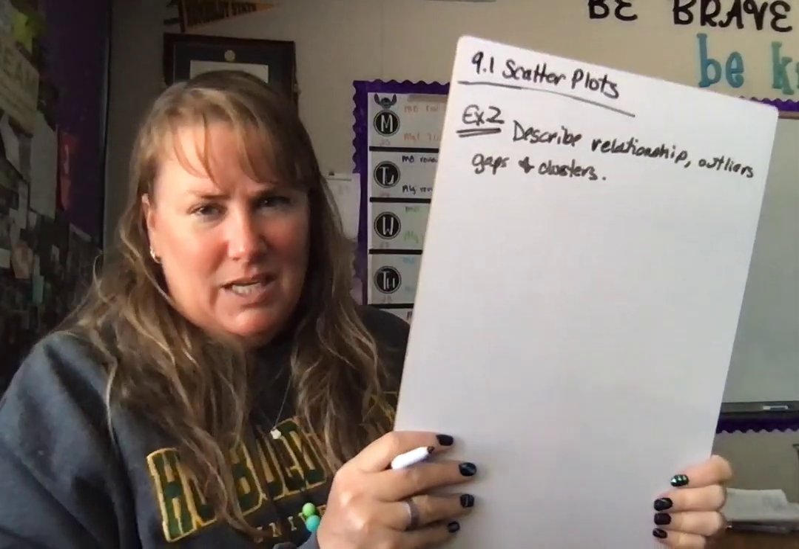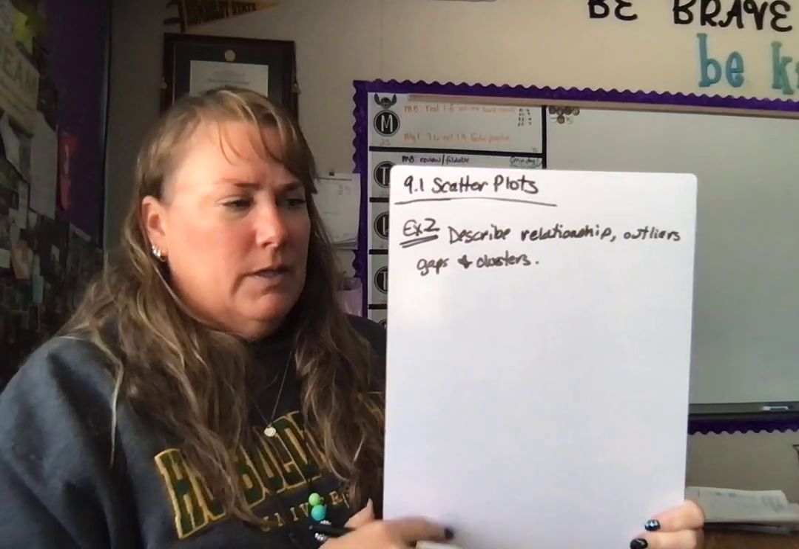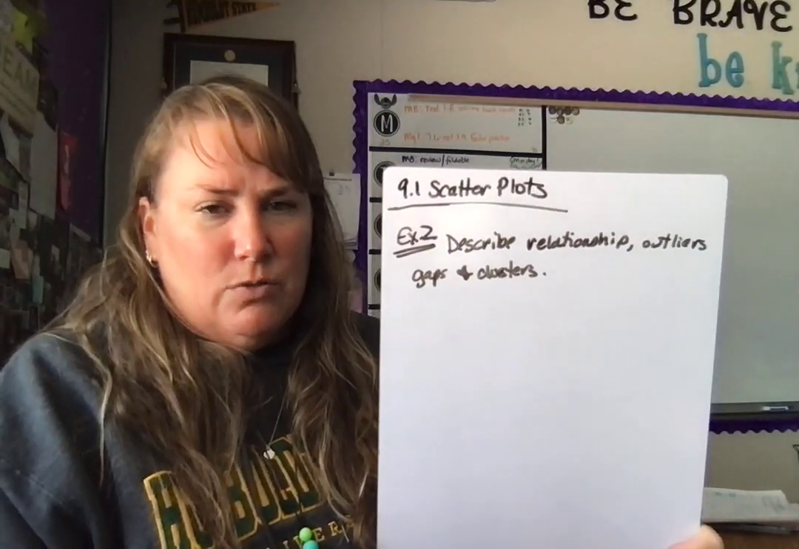When it comes to data, there's no rules. You don't have to have a cluster. You don't have to have a gap. There doesn't have to be an outlier. Data is just data. It's information that's gathered. And I love me some data collection. We're going to do some of that. Okay, so this is example 2. Describe the relationship.